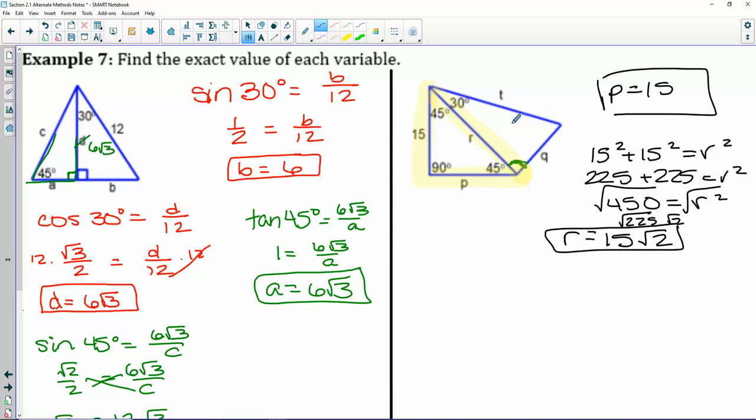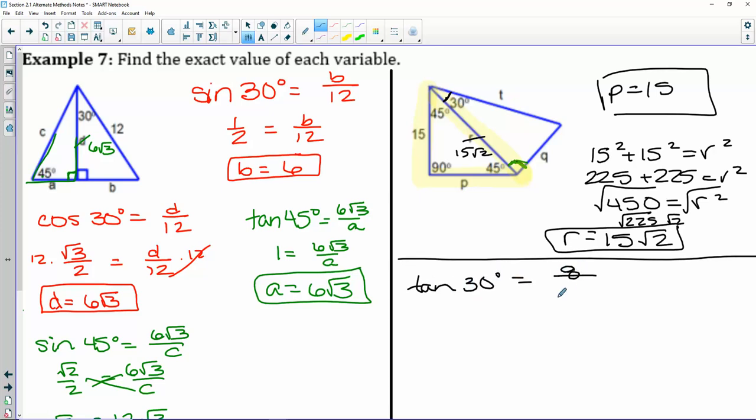Alright, do we have an option to do Pythagorean theorem to find the other sides? Not until we get at least one of them. So we have to do a trig function. So from here, this is my 30. We just found R. So that's my adjacent. If I want to find Q, that's opposite. What trig function involves opposite and adjacent? So I could say the tangent of 30 equals Q over 15 radical 2.